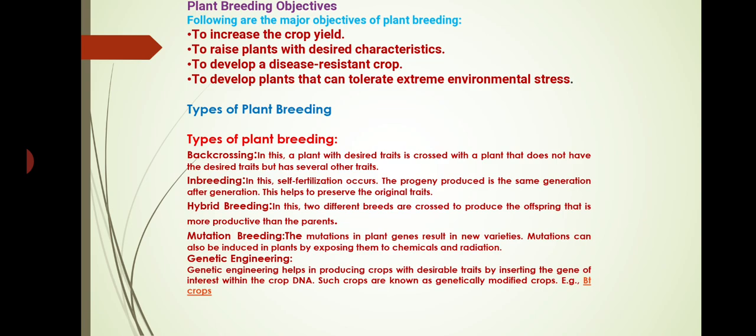And genetic engineering helps in producing crops with desirable traits by inserting the gene of interest into the crop DNA. Such crops are also known as genetically modified crops or BT crops. For example, BT cotton, BT brinjal, and so on.